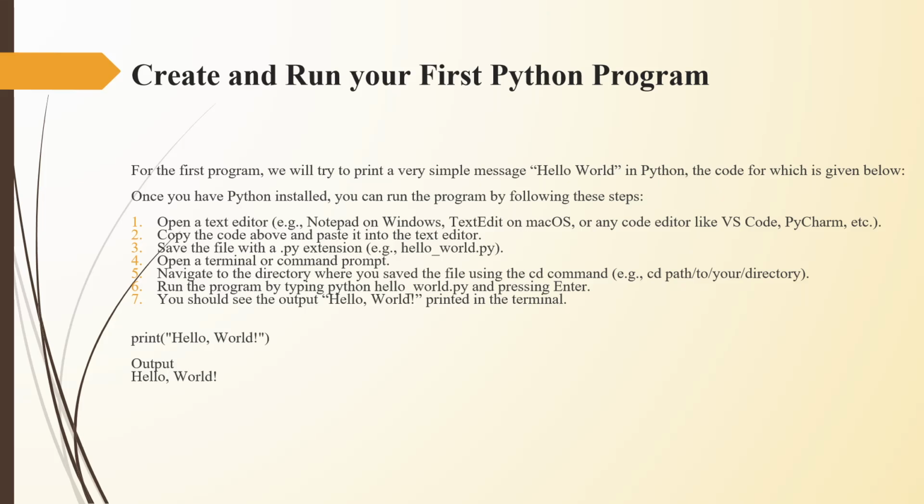Enter the code. In your text editor, type the following Python code: print("Hello World"). This line of code uses the print function to display the text Hello World on the screen.